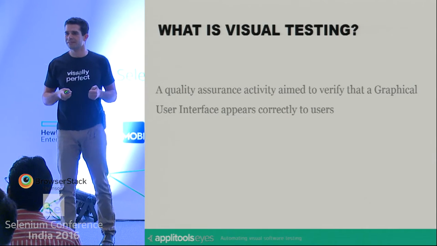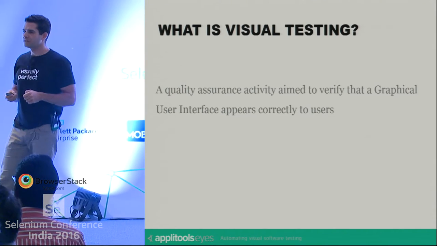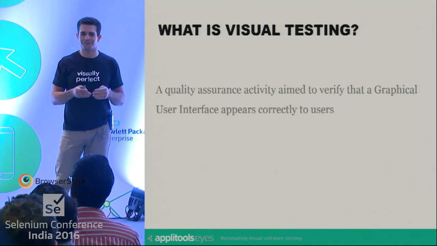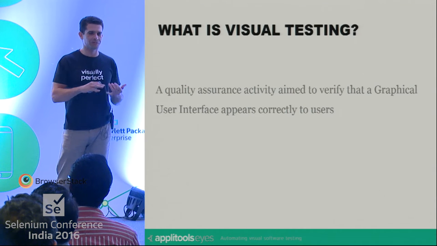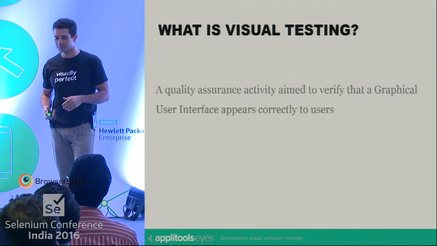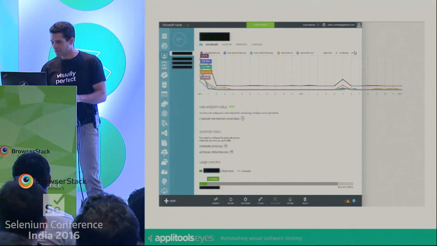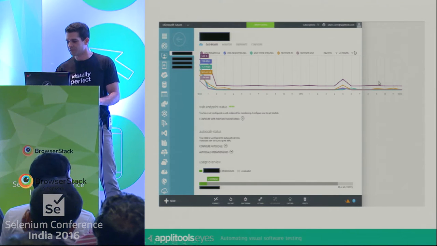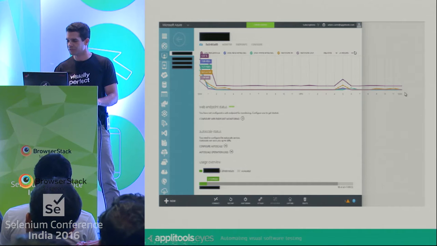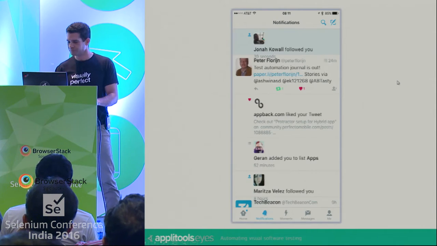Now, this type of testing has become increasingly difficult to perform in recent years, mainly because of the explosion in the amount of execution environments, browsers, devices, operating systems, and screen resolutions that applications are expected to run on. So here you can see an example of a visual bug that we found in the Microsoft Azure management portal. You can see here how the graph exceeded the expected bounds of the page.